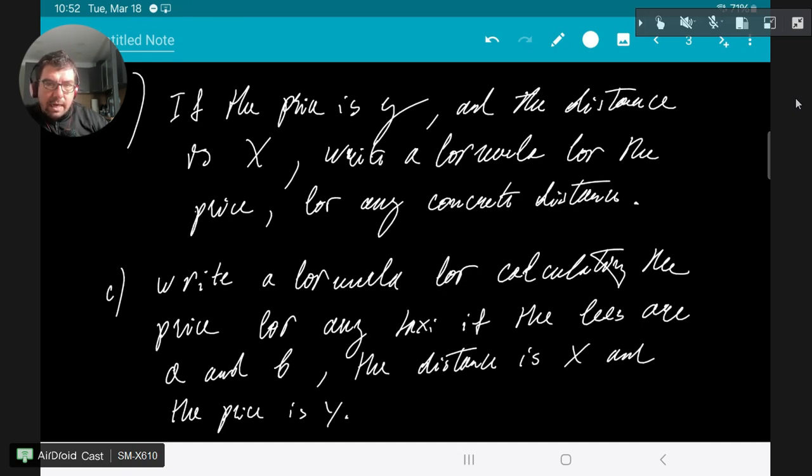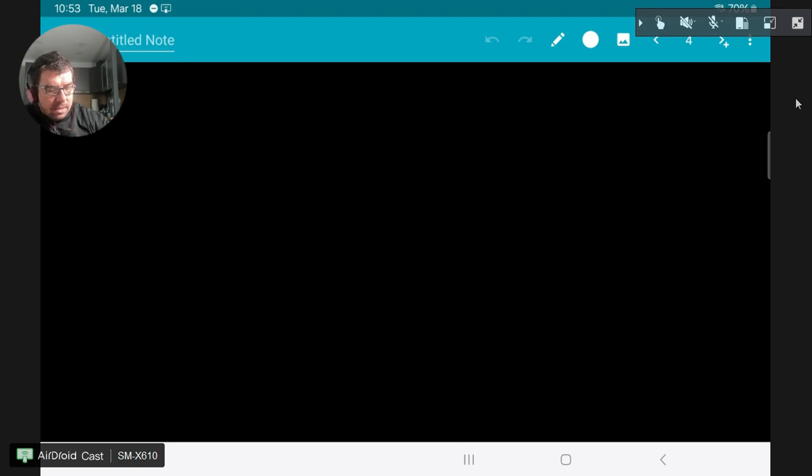Again, the distance is X, the price is Y. How would I calculate the price for the trip, given that I'm driving any taxi with any kind of charges and the client may say any distance? Makes sense? All right. And this exercise is fairly simple and I think it's common sense. So, solution.